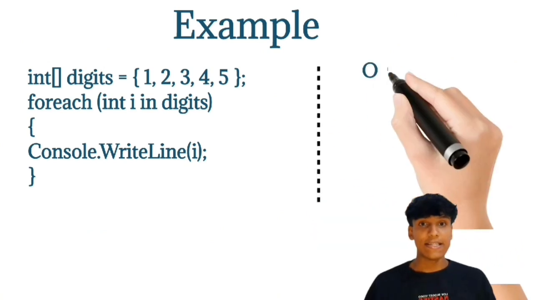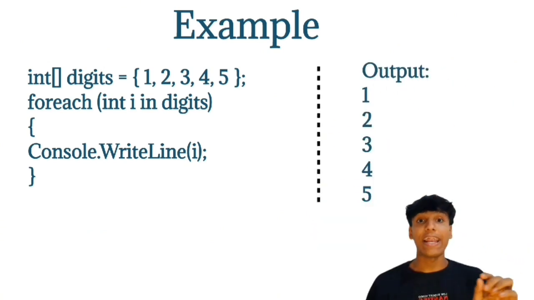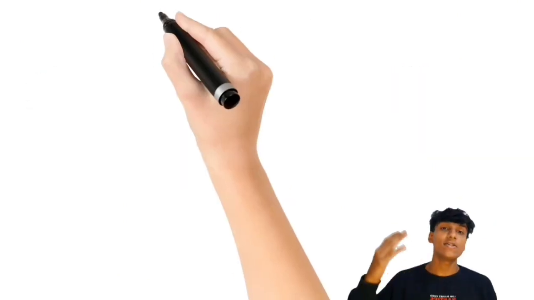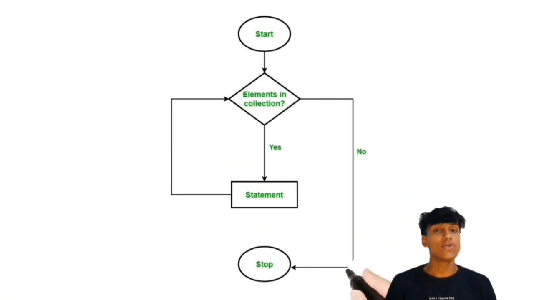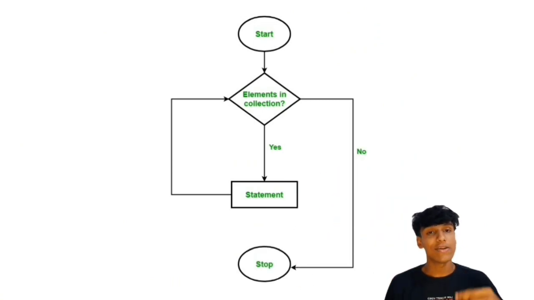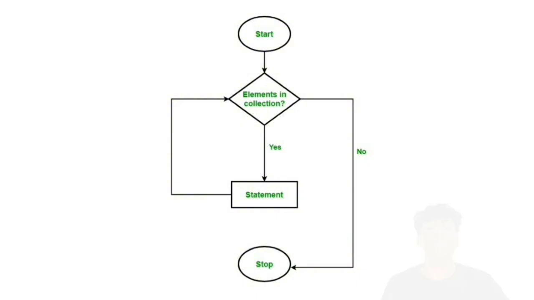In the output, we can see that each and every element of the array digits, that is 1 to 5, is printed. Here's the structure of the foreach loop. Use this page for reference and compare it with different examples you'll solve later.